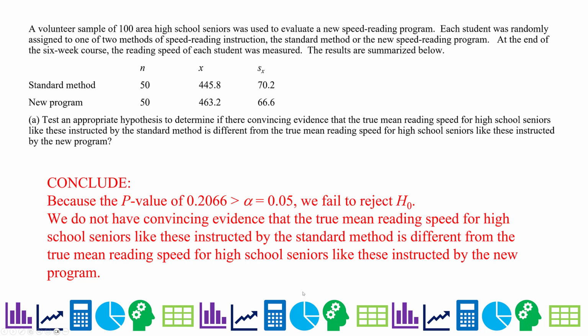All right. Conclude: because our p-value, 0.2066, is greater than our alpha 0.05, we fail to reject H0. Remember, the first sentence is always about the null hypothesis. Then the second sentence is about the strength of evidence for the alternate. Well, we fail to reject, so we do not have convincing evidence that the true mean reading speed for high school seniors like these instructed by the standard method is different from the true mean reading speed for high school seniors like these instructed by the new program.